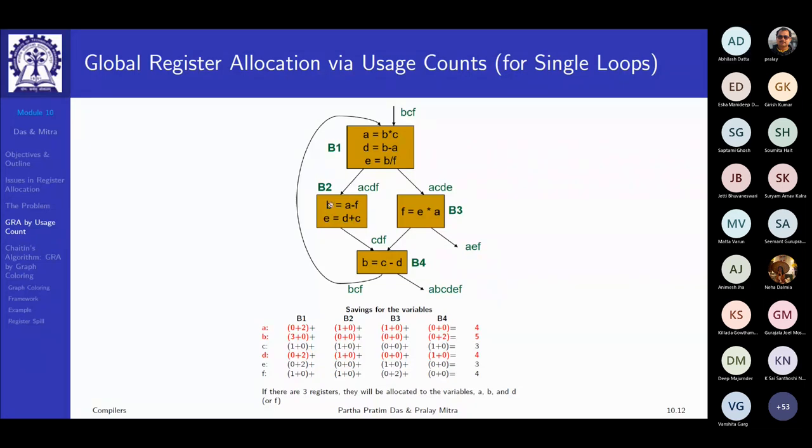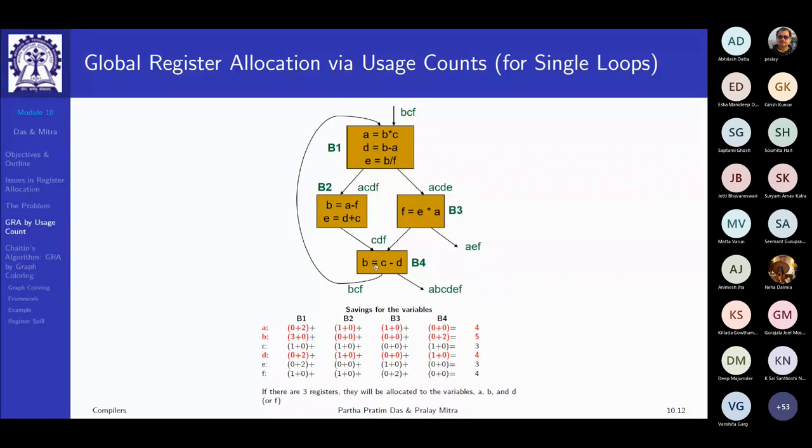Are you getting that? So in case of A in B1, I counted live and computed to be true because A is defined as well as it is live on exit. Here, B is defined, but it is not live on exit. So I don't get any benefit by remembering B in a register. So the live and computed in B2 is 0. Similarly, in B3, it does not participate.